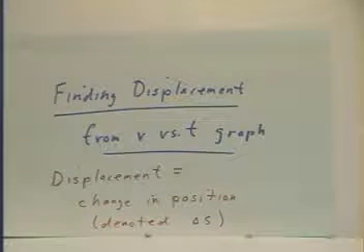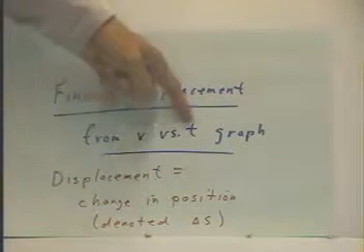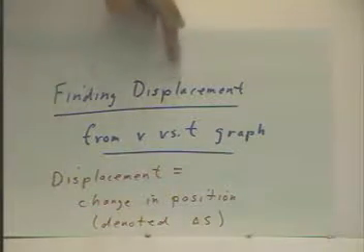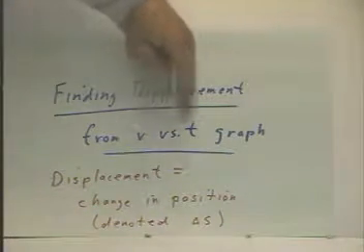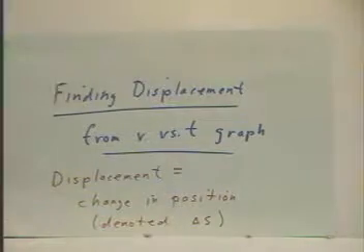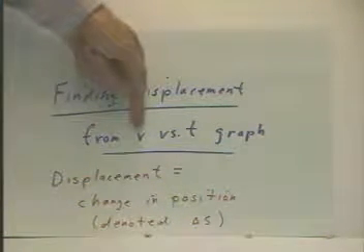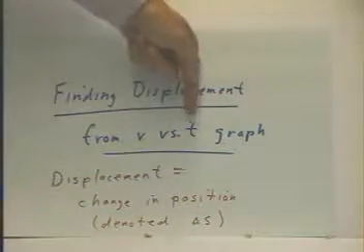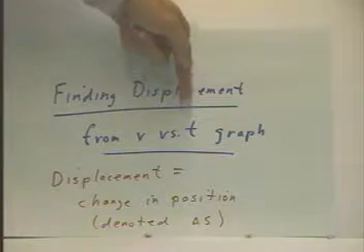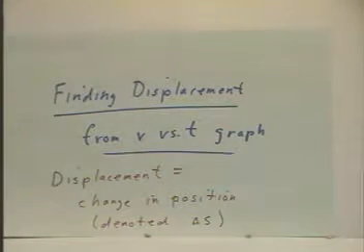We've seen how to find the velocity, the rate at which velocity changes from a velocity versus time graph. How do we find displacement from a velocity versus time graph? That is, if we know the velocities of an object that's moving as a function of time, how do we determine the displacement of that object?